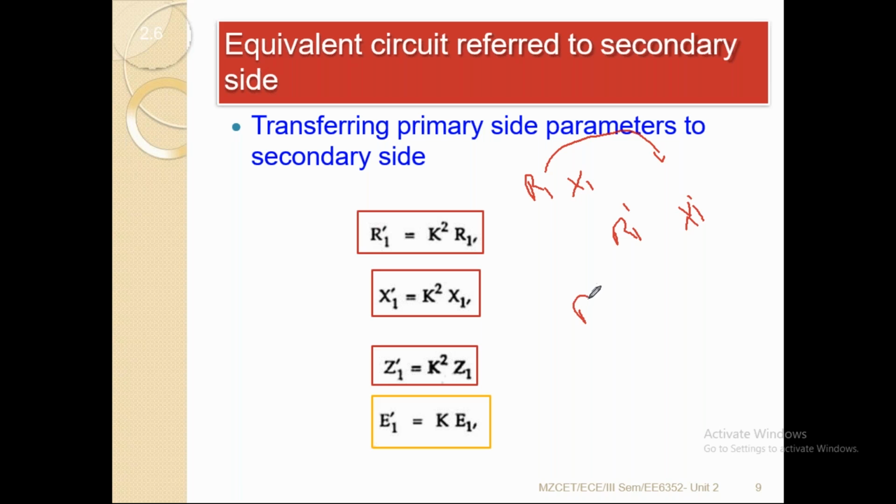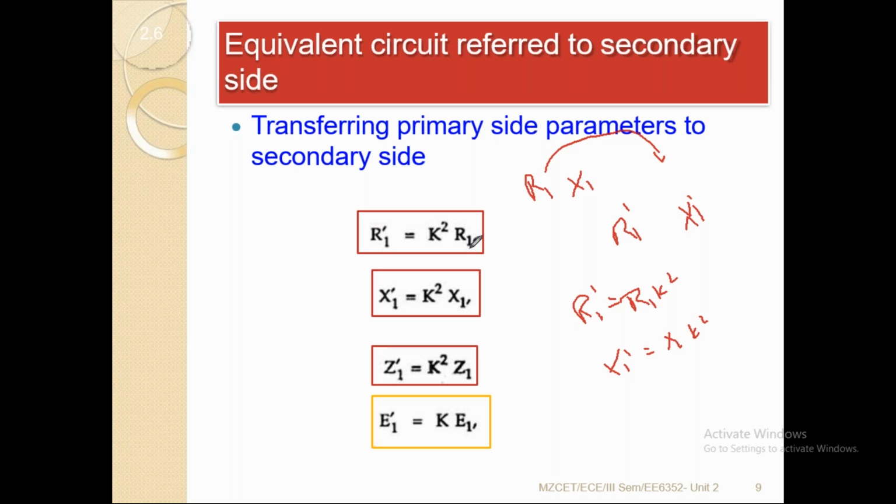Now the R1 dash value is given by R1 dash equals R1 into K square, and X1 dash equals X1 into K square. So here, when coming from secondary to primary, that K square is in the inverse, dividing. When primary to secondary transferring, it will be multiplying. So first dividing, then multiplying. Just remember those two words.